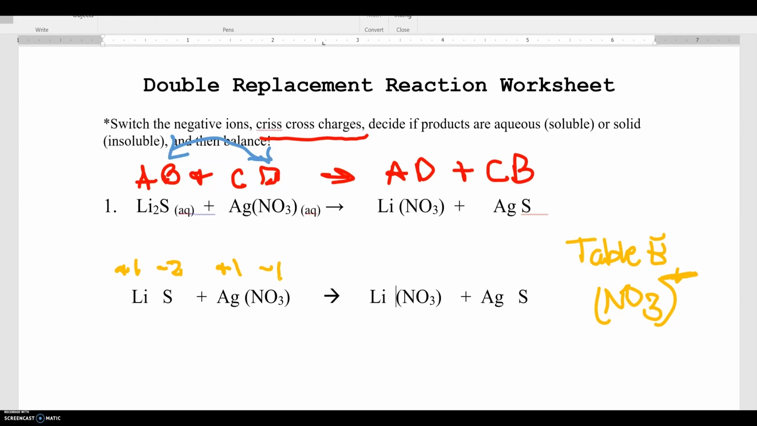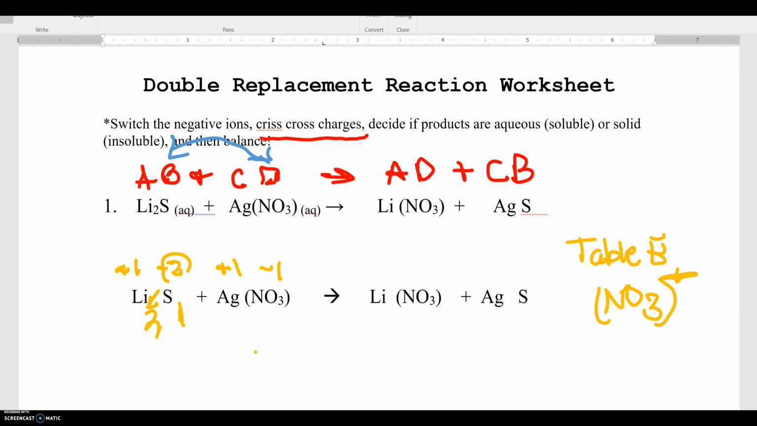So there's this thing called the crisscross. I'm going to take whatever number is up here, and I'm going to bring it down here. So that's a 2. And this is a 1. It's always going to be positive. So that's how I get Li2S. And then silver nitrate, it's just 1 and 1, and of course just the absolute value of each number. So if there's no number there, that means 1 of that element.